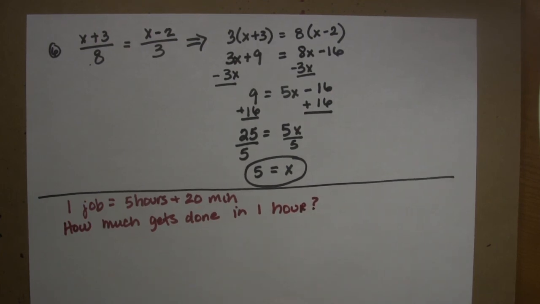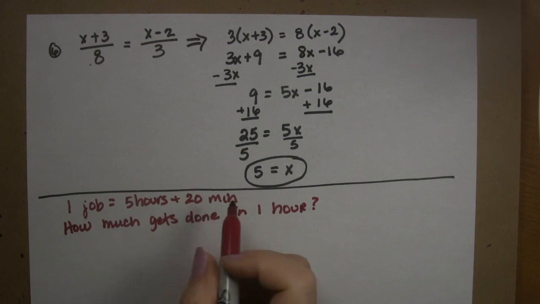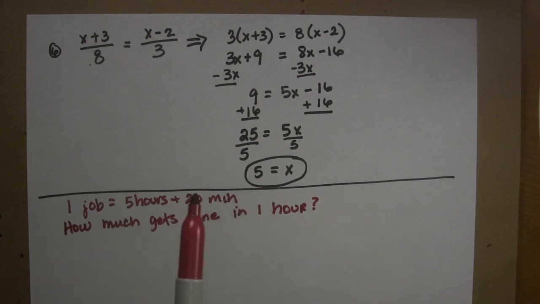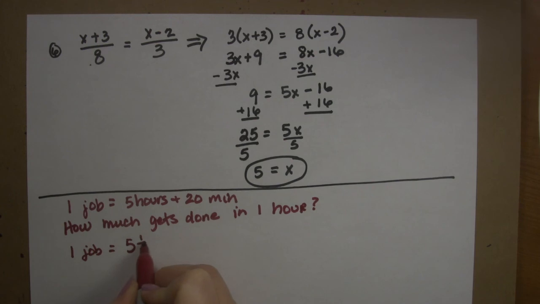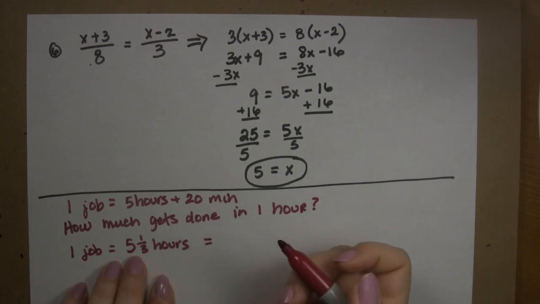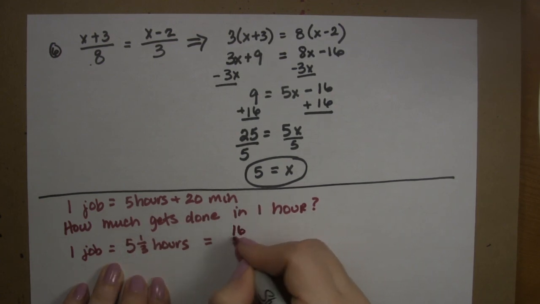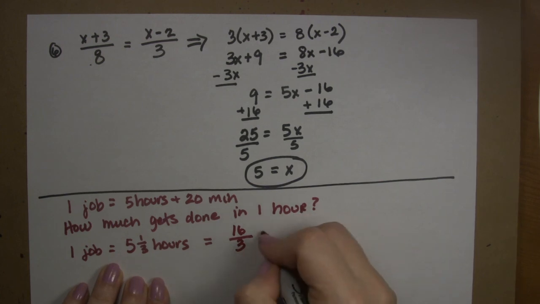Okay, so first thing I'm going to do is I'm going to convert 5 hours and 20 minutes to just hours. Well, 20 minutes is 1/3 of an hour, right? So you could do 20, 20, 20. Okay, so 1/3 of an hour. So one job equals 5 1/3 hours. That way I don't have hours and minutes in the same problem. And then I'm going to convert that into an improper fraction. So 3 times 5 is 15 plus 1 is 16. So we have 16 over 3 hours.